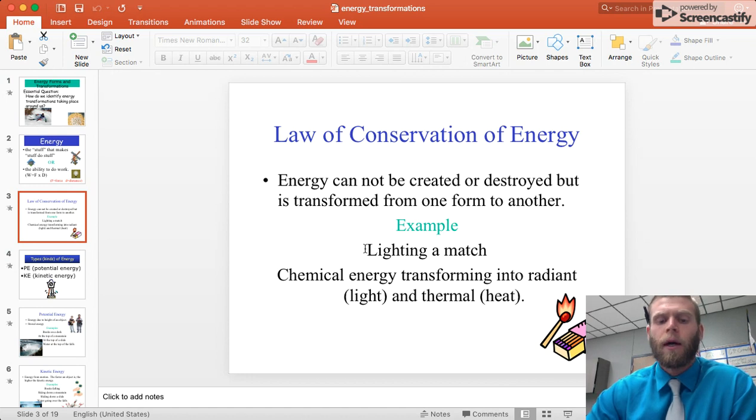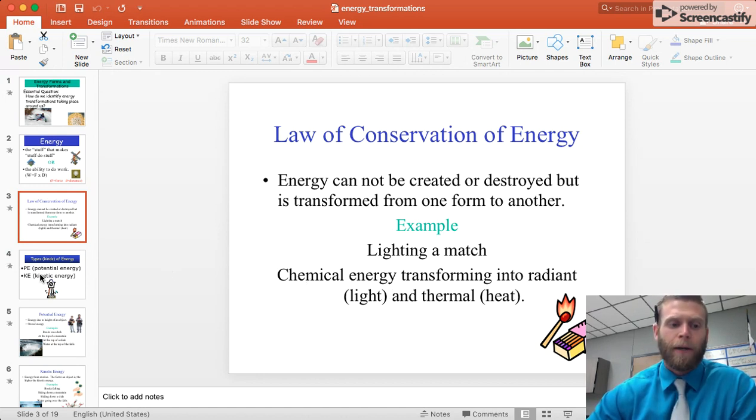An example: when you light a match, chemical energy transforms into radiant energy, which is light. So you see the light when you strike it. And then thermal energy, finally, in the form of the heat that comes from the match. So it goes from chemical to radiant to thermal. There's a couple of transformations that take place there.